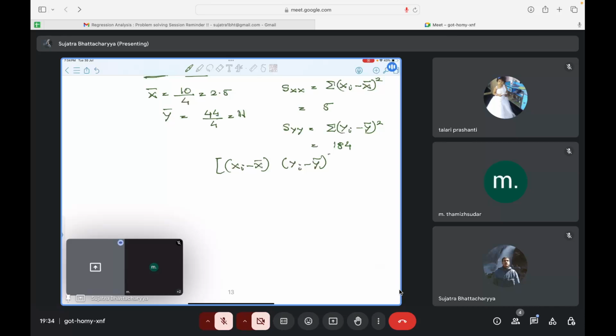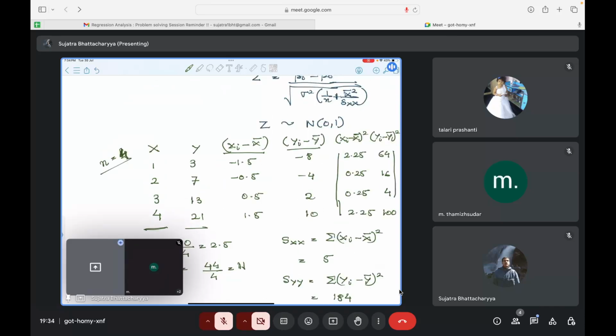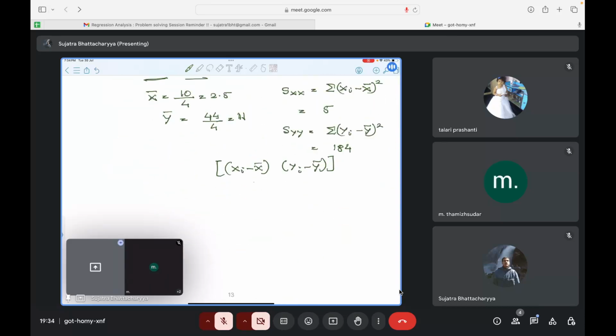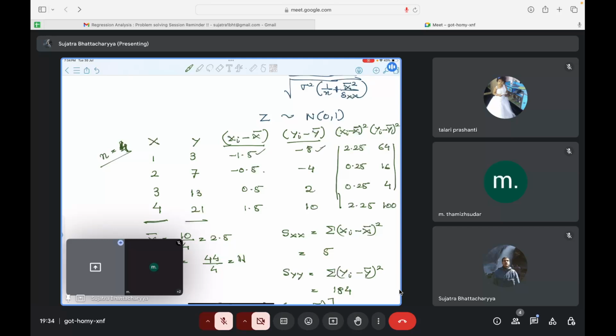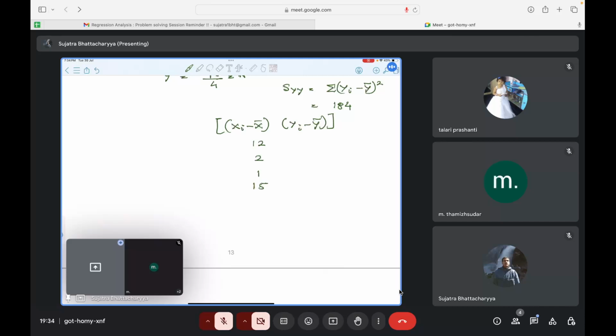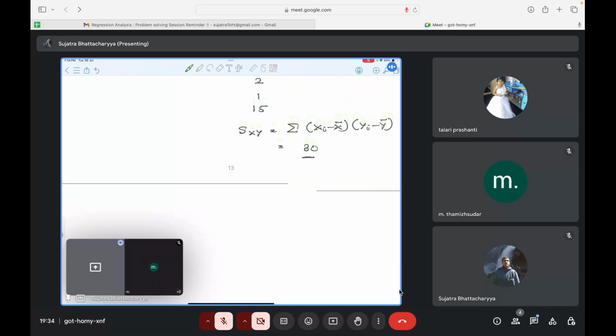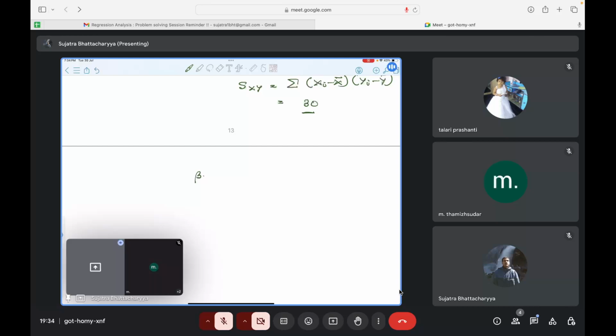So the value of this is you multiply minus 1.5 into minus 8. That comes out to be 12, 2, 1 and 15. Okay, just multiplication. This into this, 0.5 into 2, and this into this. So the summation of xy, which is nothing but the summation of xi minus x bar into yi minus y bar, comes to 30. Clear?